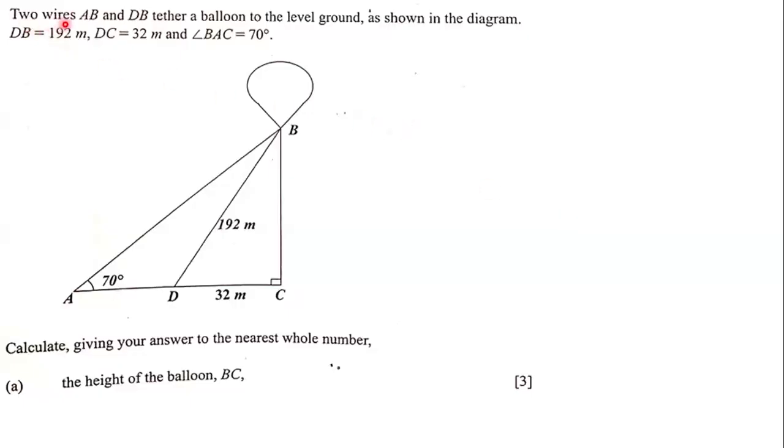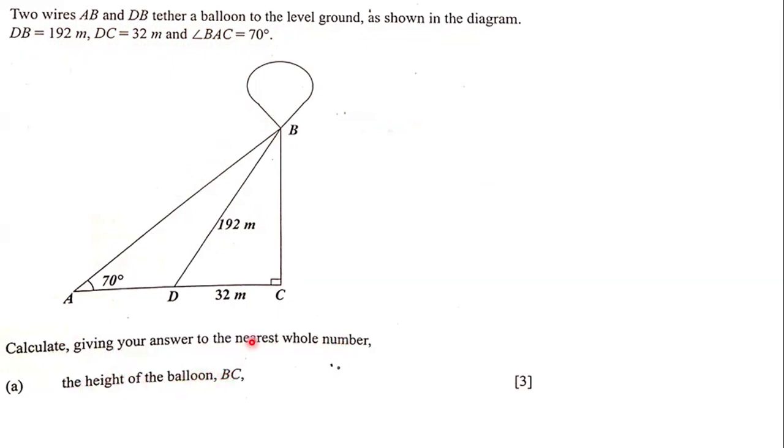Two wires, AB and DB, tether a balloon to the level ground, as shown in the diagram. DB equals 192 meters, DC is equal to 32 meters, and angle BAC is equal to 70 degrees. And here we have the diagram. Calculate, giving your answer to the nearest whole number, the height of the balloon BC.